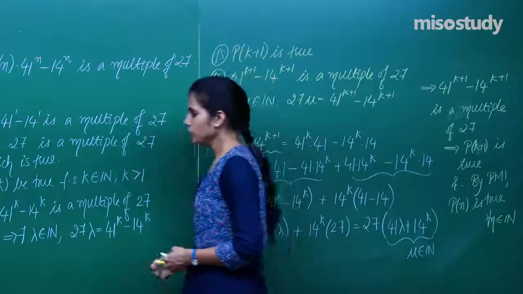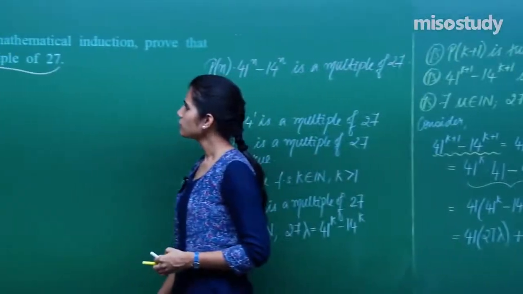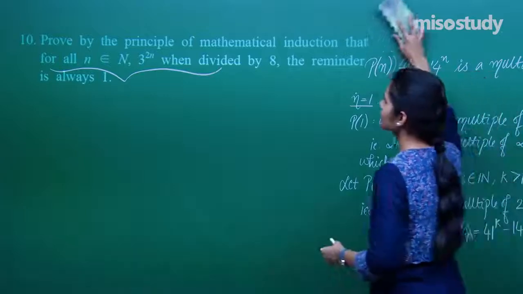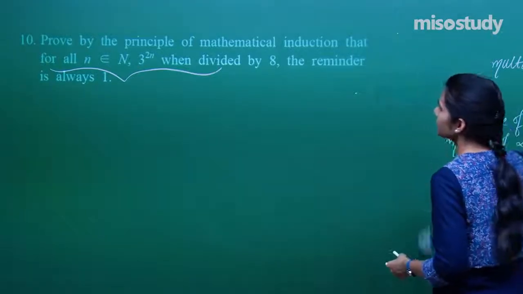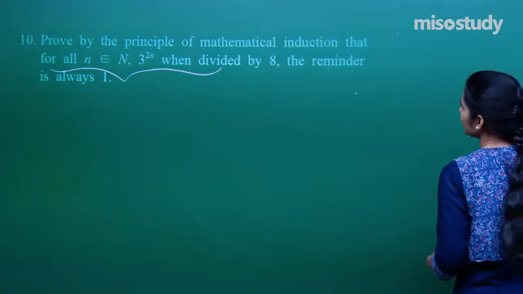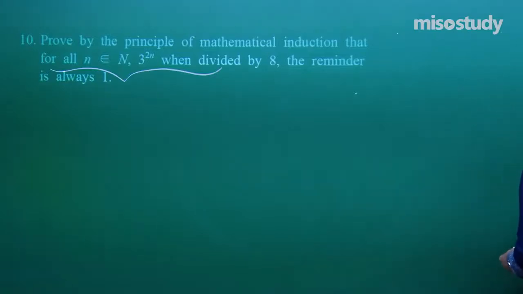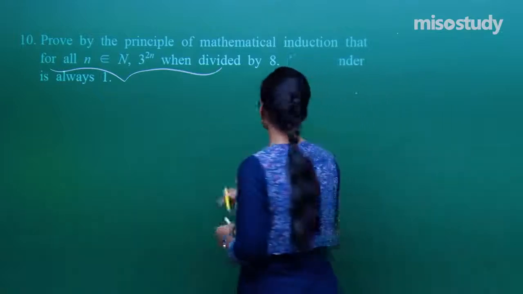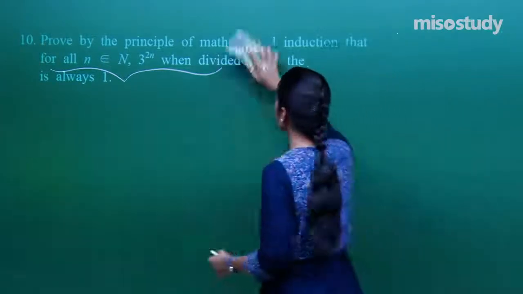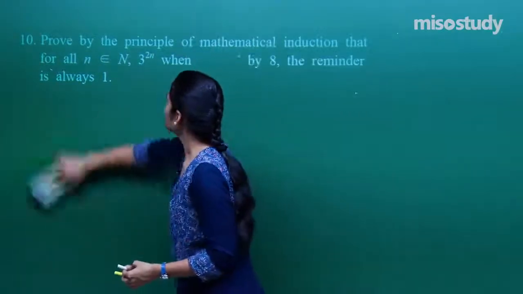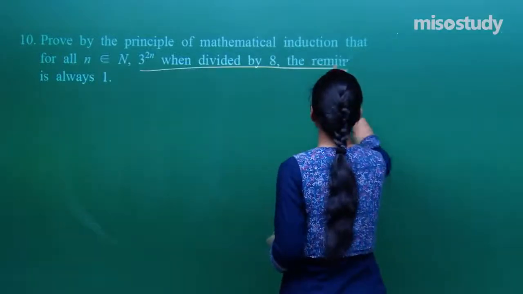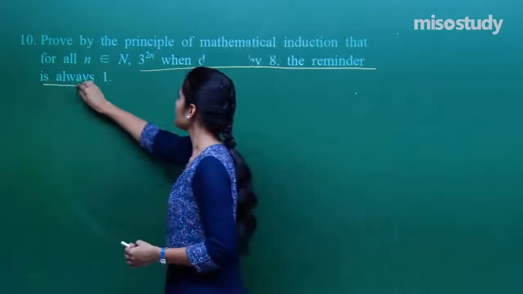Understood? Moving towards the next question, we have: prove by the principle of mathematical induction that for all natural numbers, 3 to the power 2n when divided by 8 gives you the remainder always equal to 1. That is what I have to show. This is my complete statement. What is my basic statement Pn here? That 3 to the power 2n when divided by 8 gives me the remainder always equal to 1.